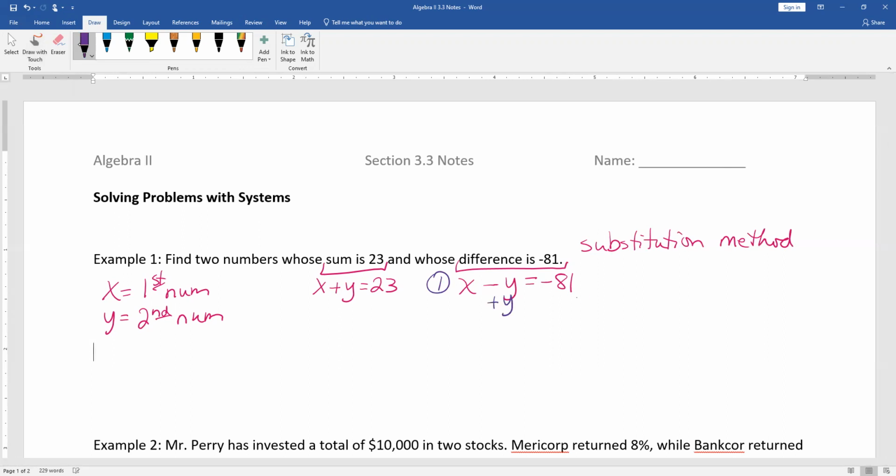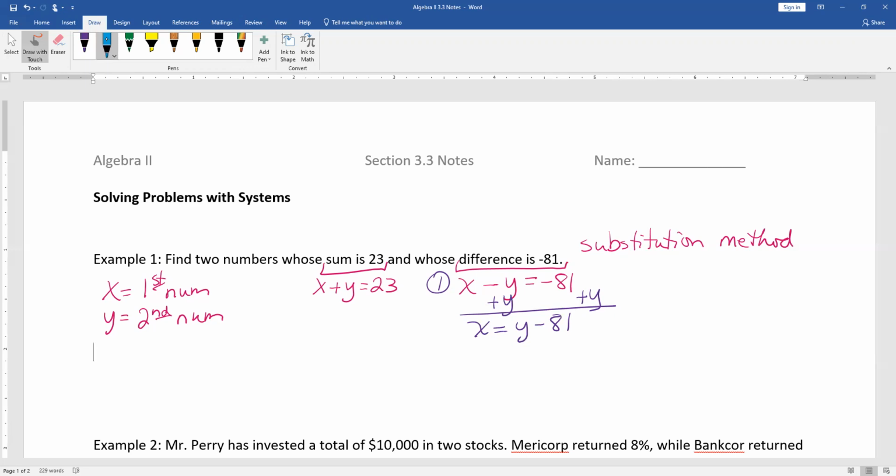I'm going to add y to both sides, and when I do that, I get x equals y minus 81. So now I have a y expression that I can plug in for x to solve for y, and then we can use that to solve for x. I'm going to do that in the other equation, because remember, whichever equation you use to express one variable, you must then use the other equation in the system to solve for the variable you're trying to find.